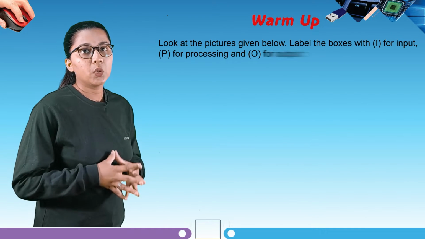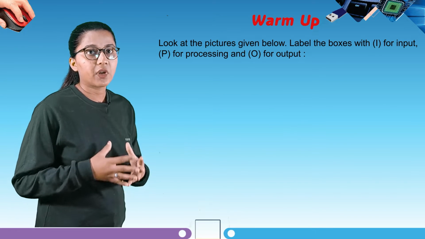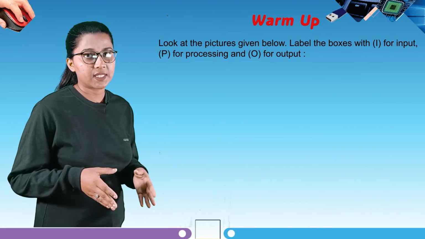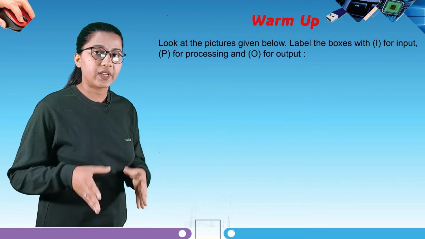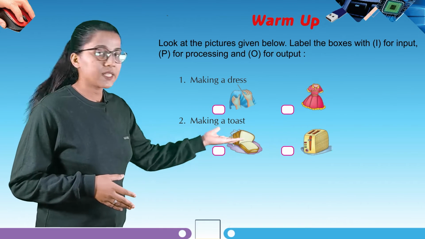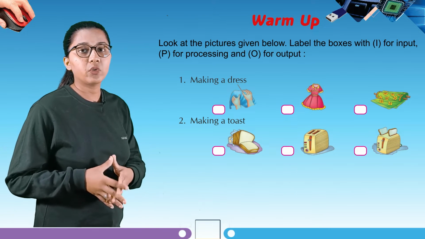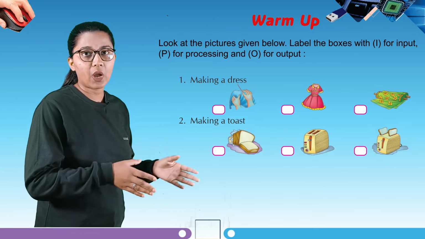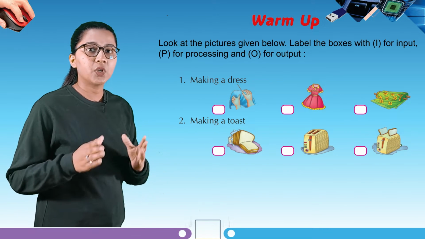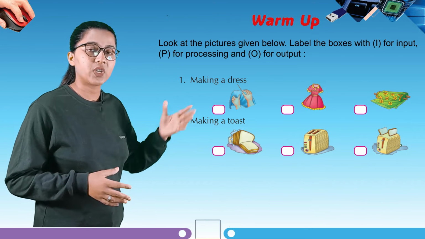So students, first we have some warm-up questions. Look at the pictures given below. Label the boxes with I for input, P for processing, and O for output. First, making a dress. So students, here you can see a picture that is a process of making of dress. So you have to write I for input, P for processing, and O for output. Second, we have making a toast. Students, you have to do the same what we have done in our first question.